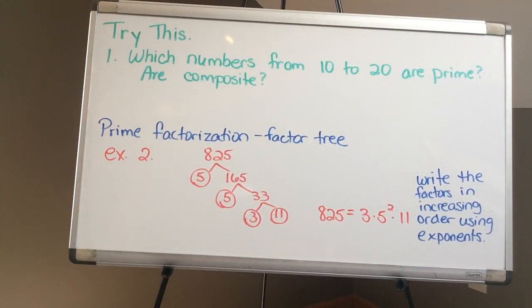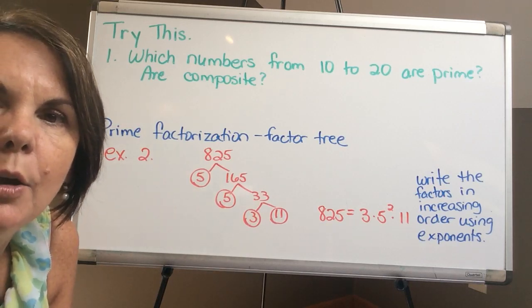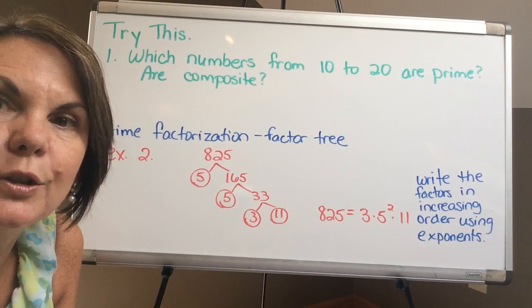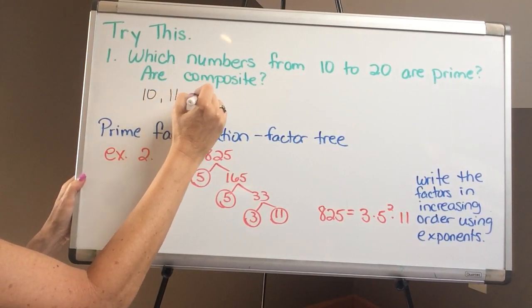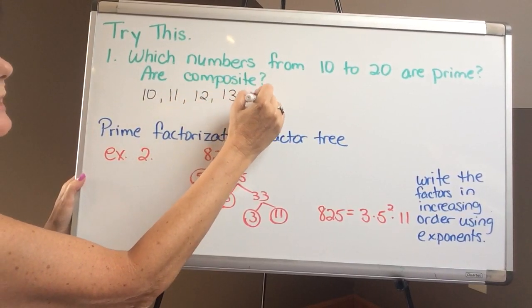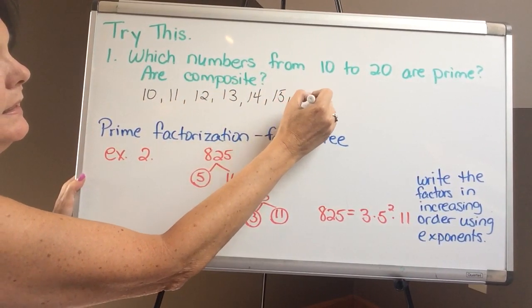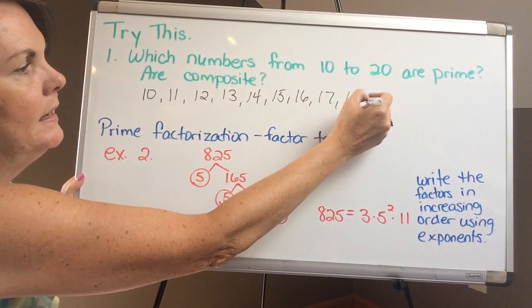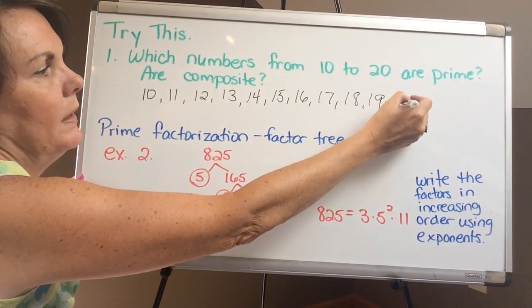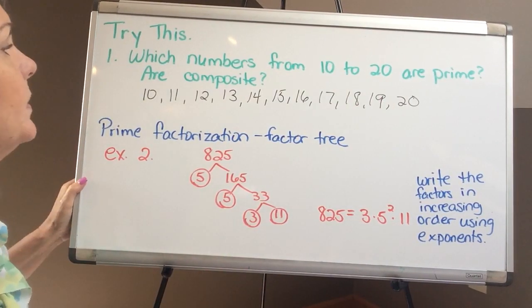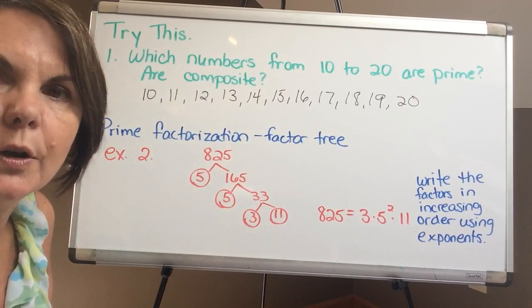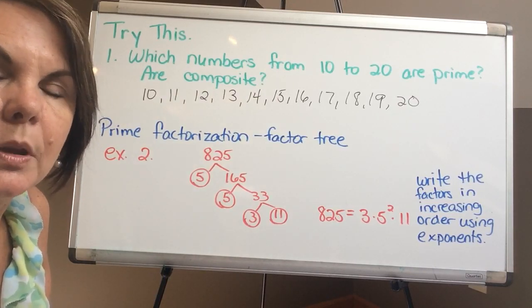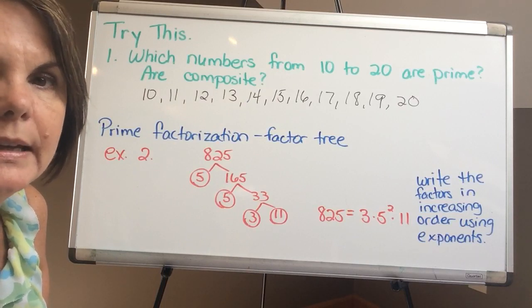Okay, so tell which numbers from 10 to 20 are prime and which are composite. Well, in order to approach this problem, let's first list those numbers out. 10, 11, 12, 13, 14, 15, 16, 17, 18, 19, and 20. What are the numbers from 10 to 20? Now, it's easier to go through the list first and find your prime numbers. Prime numbers only have 1 and itself.